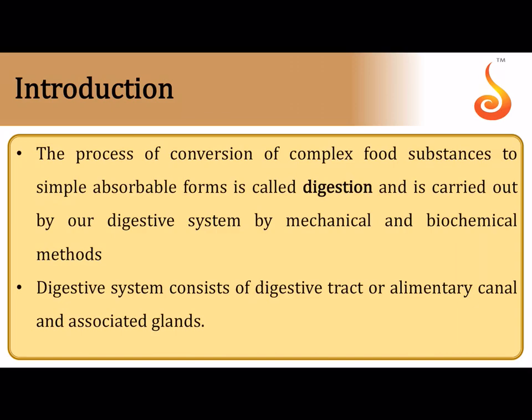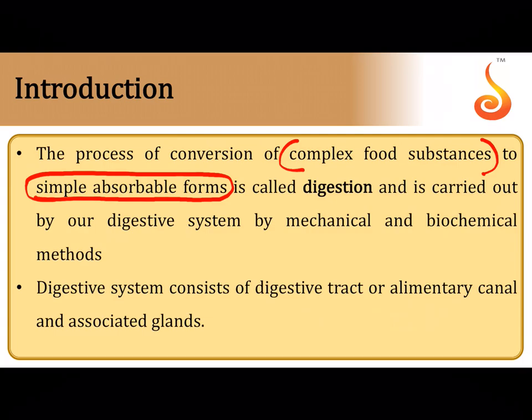What is digestion? Why should we carry out digestion? Because we need to convert whatever food we consume, that is complex food substances, into forms that can be absorbed into the bloodstream. Why should they be absorbed into the bloodstream? Because they need to be transported to the different cells in the body. So, digestion ensures that the complex food substances are broken down into simpler absorbable forms. And where is this process taking place? This process takes place in our digestive system.